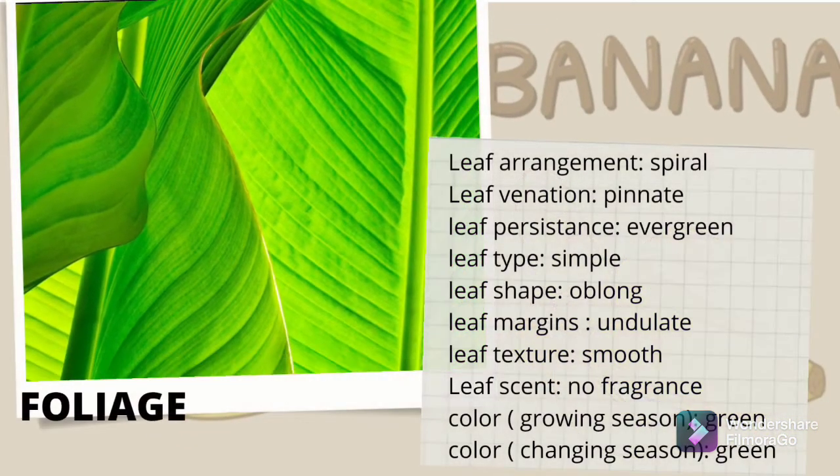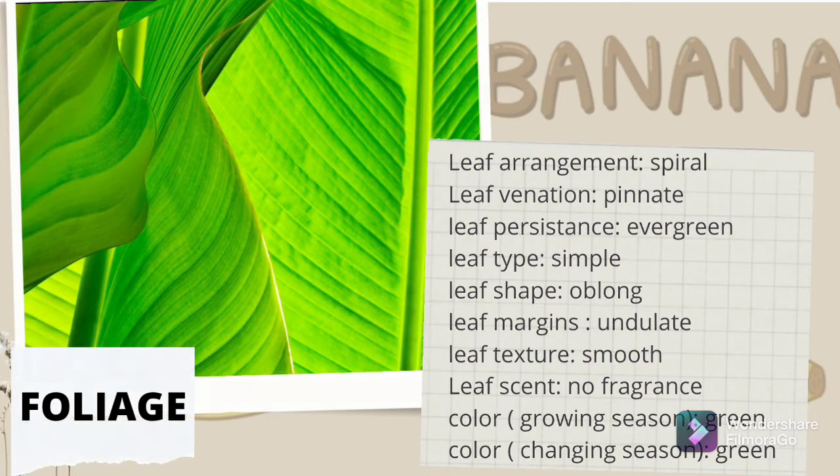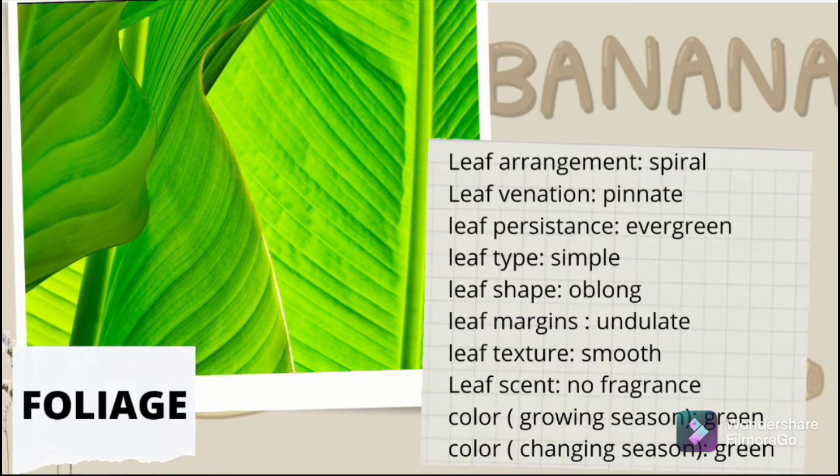To sum it up, the important details of banana from its foliage. First is its leaf arrangement. The arrangement of the leaves on a stem is known as phyllotaxy. Leaves can be classified as either alternate, spiral, opposite, or whorled. In an opposite leaf arrangement, two leaves connect at a node. In a whorled arrangement, three or more leaves connect at a node. And in the banana, the arrangement of its leaf is spiral.